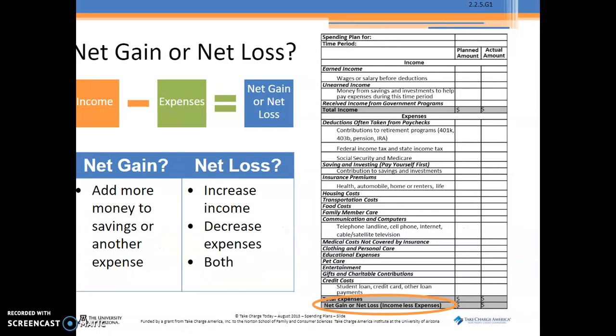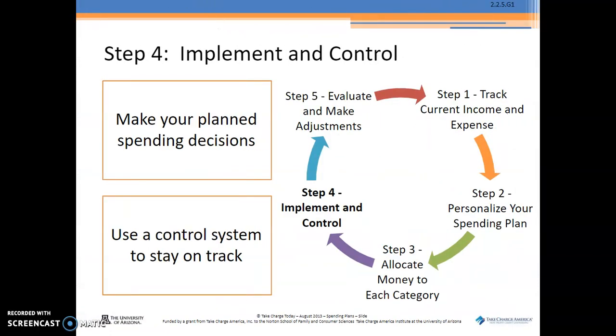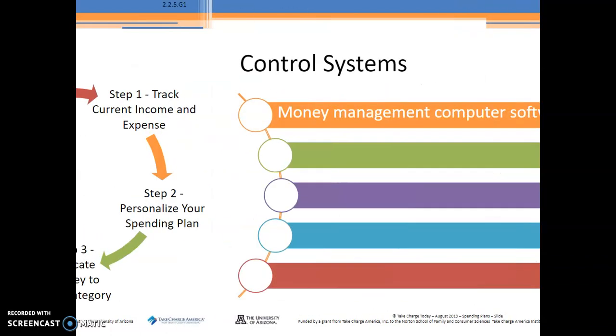Step number 4, being able to implement and control. Make your planned spending decisions as well as use a control system to make sure that you stay on track. If adjustments need to be made, then do so. If behavioral adjustments need to be made, then do that as well.